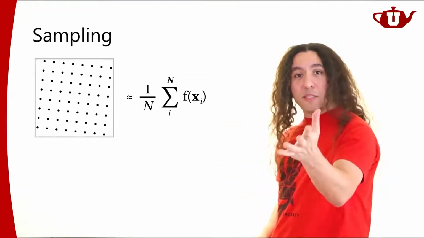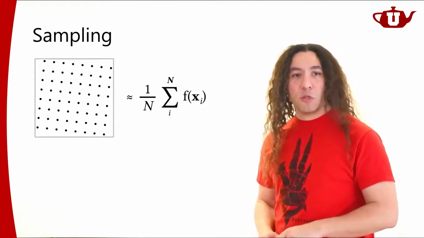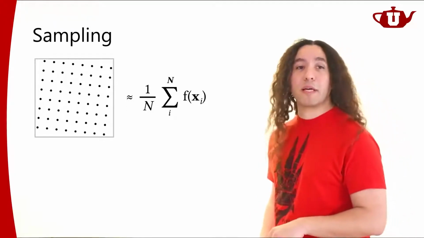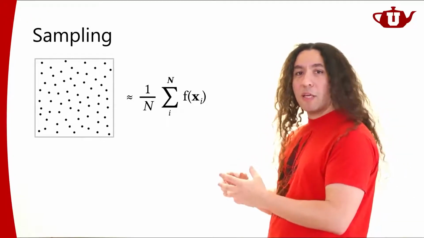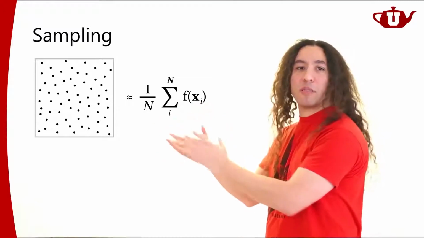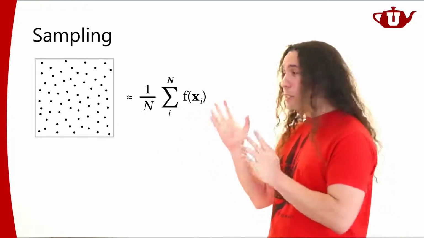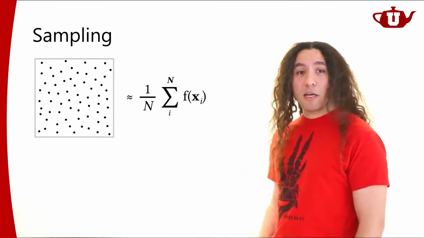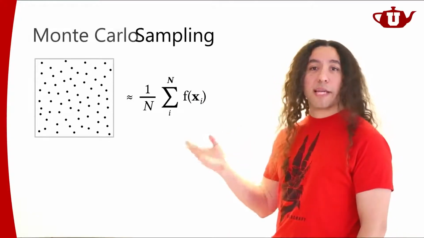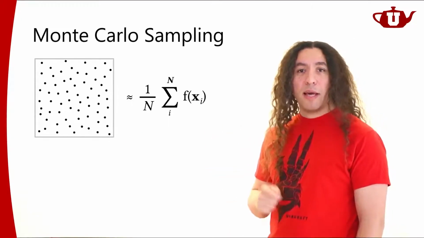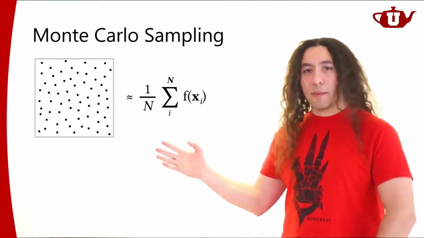So this brings us to a very common technique that's used in computer graphics for sampling. That is sampling using randomly positioned points in space. So random sampling, otherwise known as Monte Carlo sampling. It's a very, very fundamental concept.